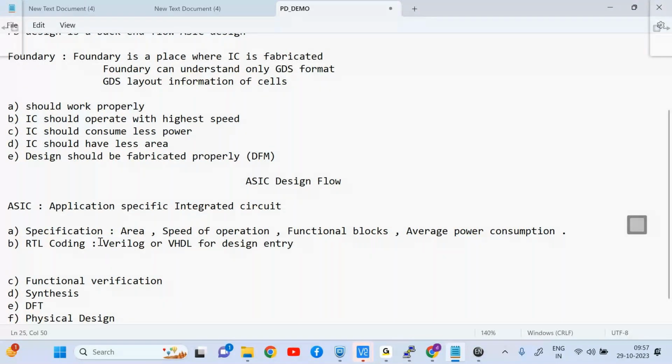So my question is, why only Verilog or VHDL? Why not schematic? Why are they using a programming language to describe the circuit? To describe any circuit, why do we have to use a programming language? I can directly describe a circuit with the help of a schematic, right?